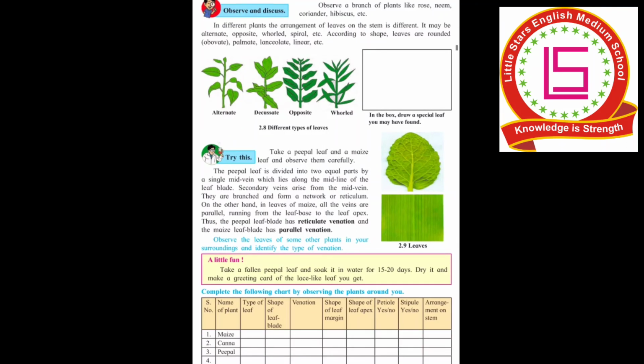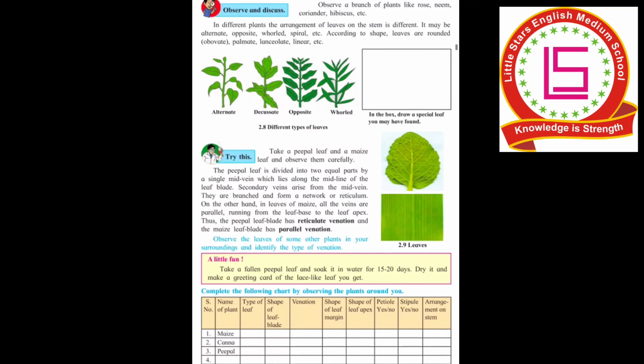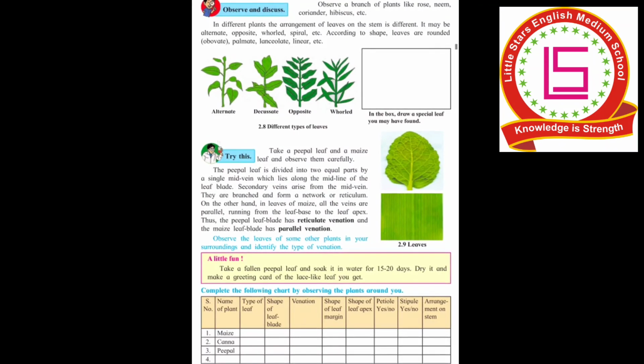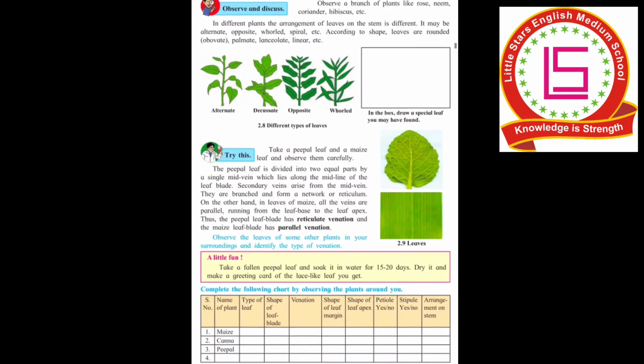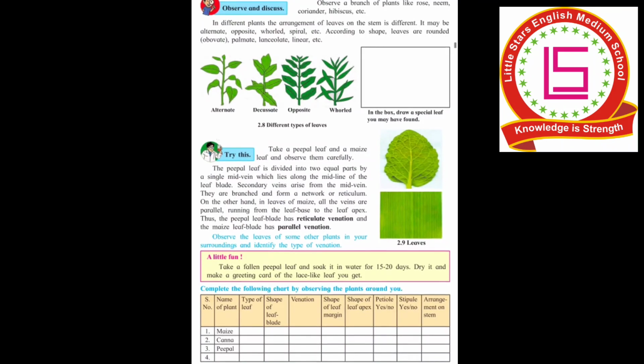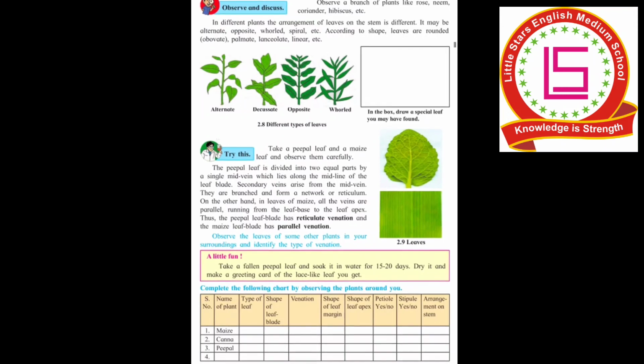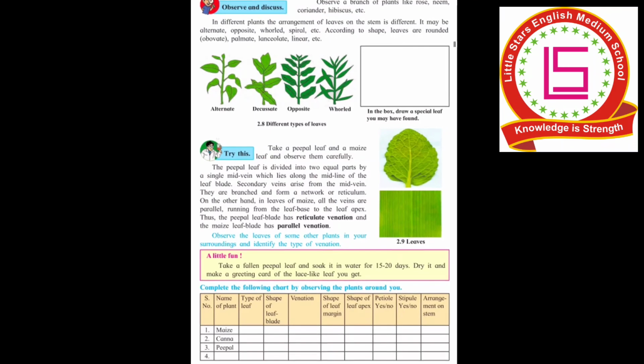Now next, see, this is an experiment which you can try easily. You have to take a peepal leaf, the leaf of a peepal tree, or a maize leaf, and observe it carefully. What will you observe? It is also given in the picture 2.9. We'll read it. The peepal leaf is divided into two equal parts by a single midvein. See, in between you can see the leaf is divided into two equal parts.